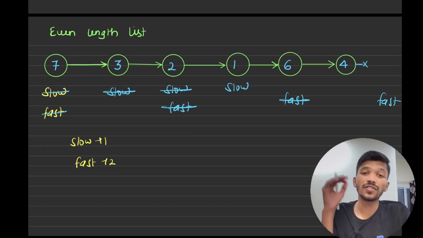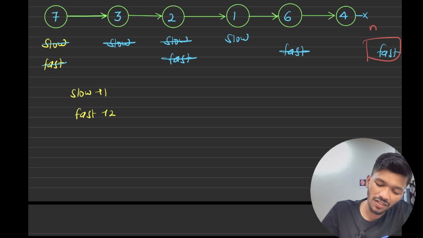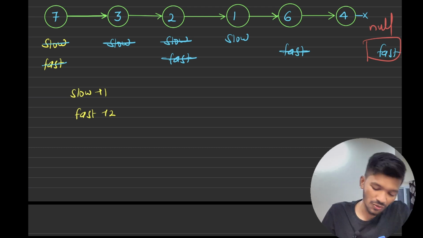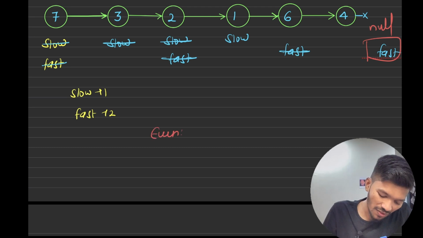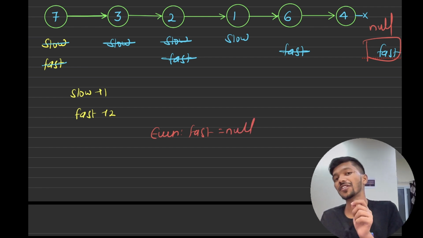Whereas if the length of the linked list is even, then my fast will always point to a null. So if we have an even length, then fast will always point to a null. So these are the two conditions that we need to make sure of.